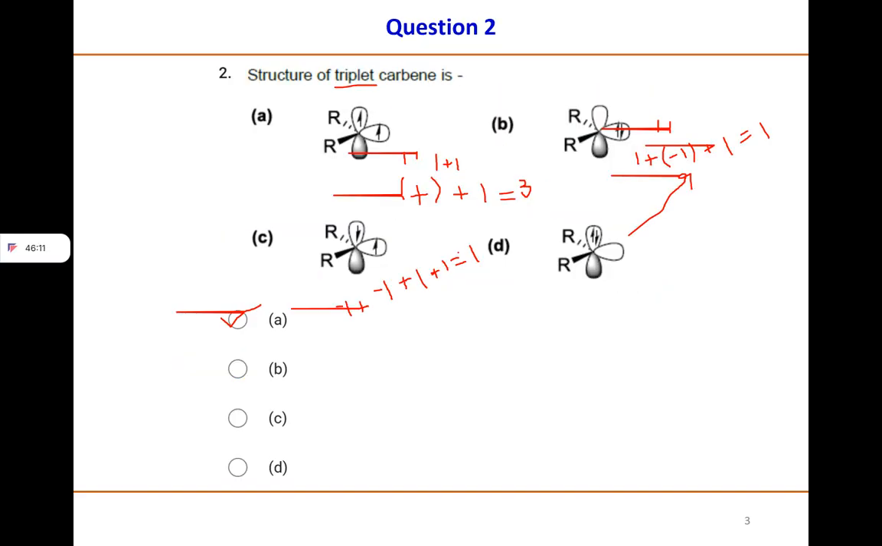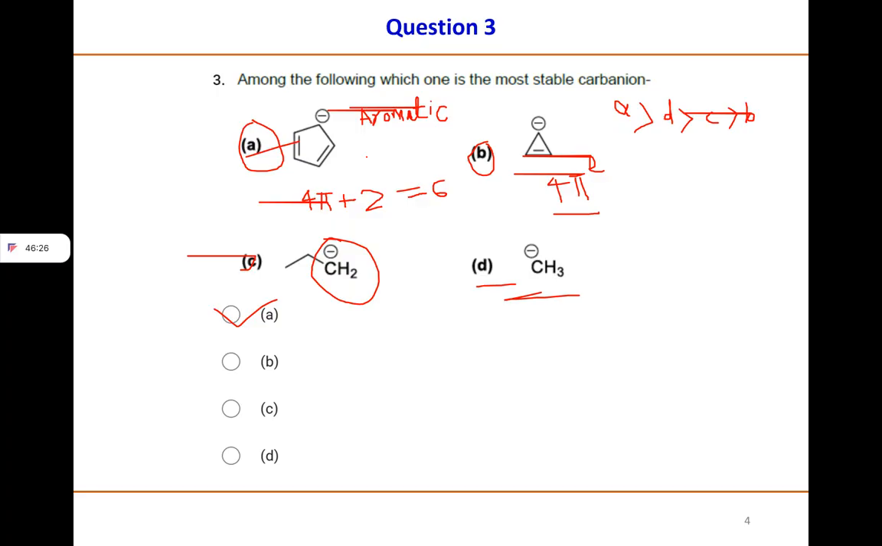Then we have discussed the structure of triplet carbene, and we saw that option number A has both the electrons in the same spin. That's why the triplet carbene structure is option number A. Then we also discussed the stability of carbanion, and we found that aromaticity increases the stability of the carbanion, and anti-aromaticity makes it the least stable one. So we have discussed the pattern, and we found that option number A is the correct answer because of the Huckel rule, which is the aromaticity rule.